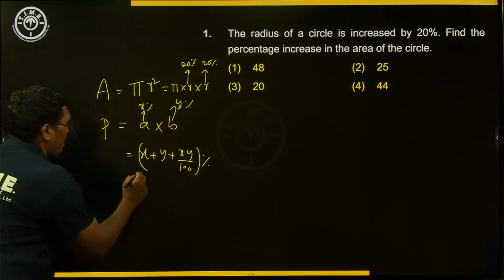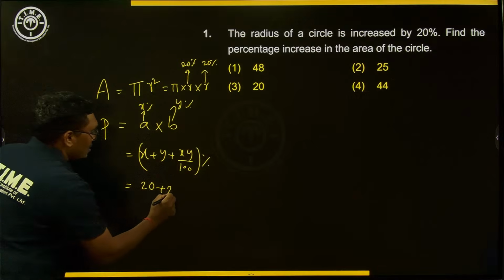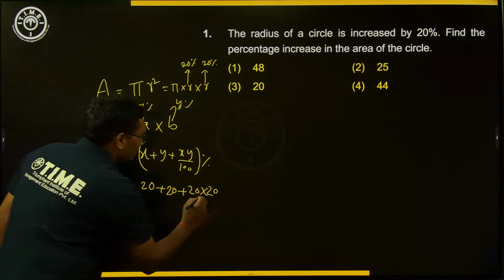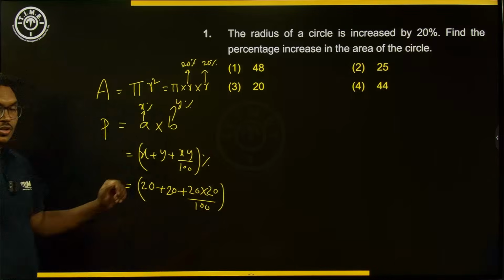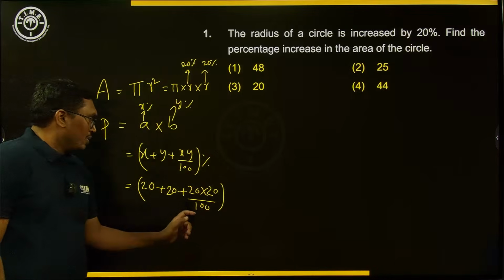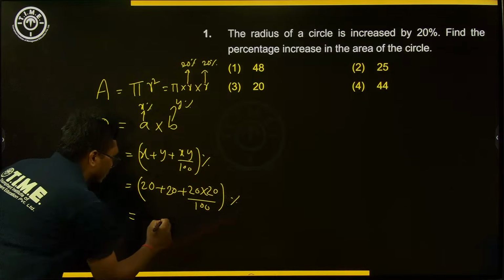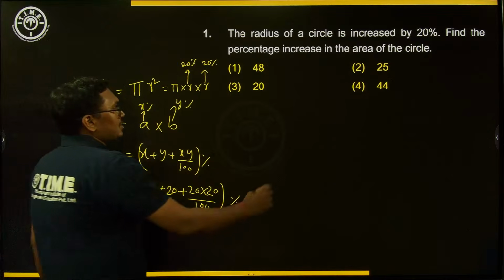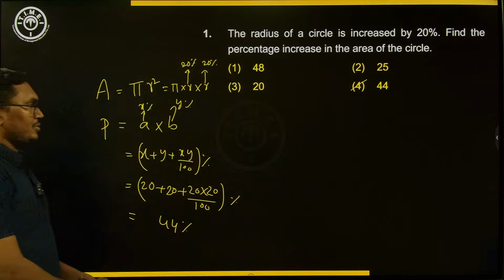So what is X value? X is 20, Y is 20. So 20 plus 20 plus 20 into 20 by 100. So 20 plus 20, 40. 20 into 20 by 100 is 4. So that is 44% increase. Our choice is choice 4. Okay, next.